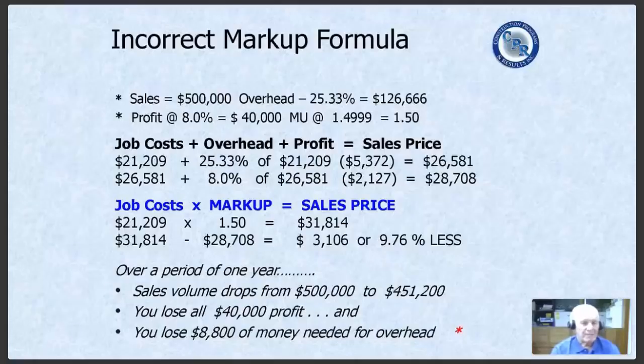Now, take this same job cost and plug it into our formula we gave you earlier: 21,209 times 1.5 markup gives us a sales price of 31,814. Look at the difference here, gang.